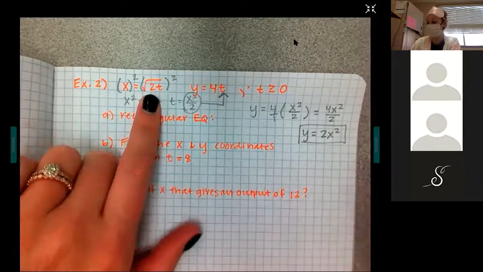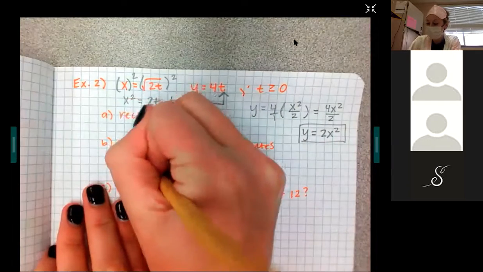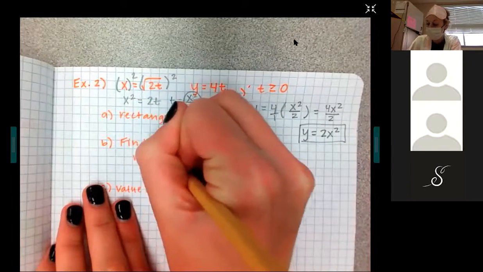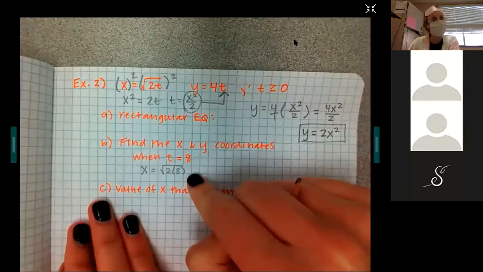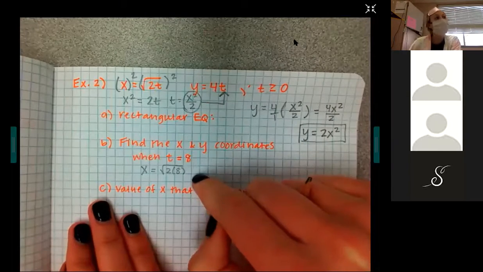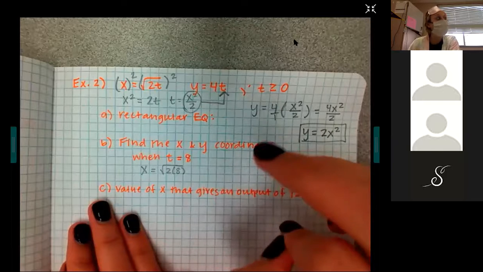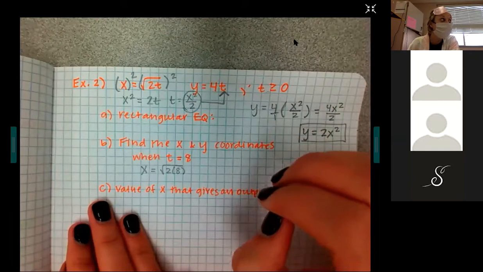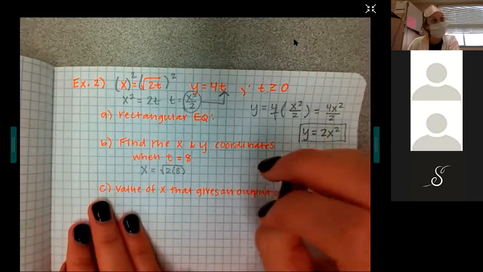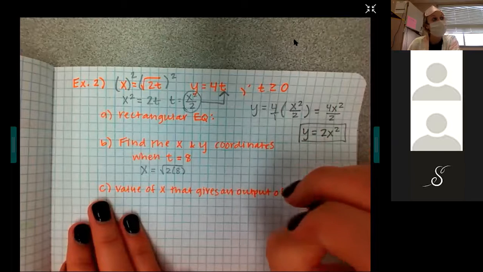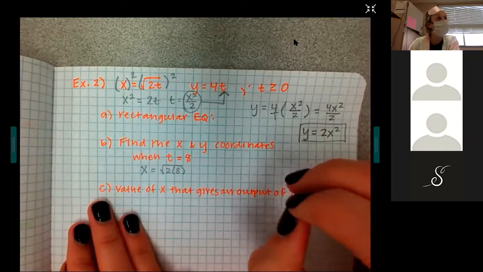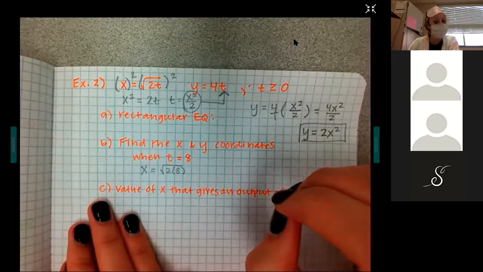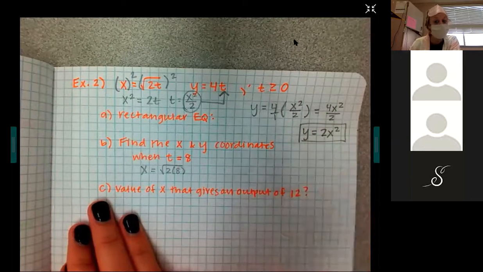So everybody look at this. X will equal the square root of 2 times 8 if I put 8 in for t. What's 2 times 8? What's the square root of 16? 4 or negative 4. Which one do we keep? Good. Positive 4, because it's greater than 0.